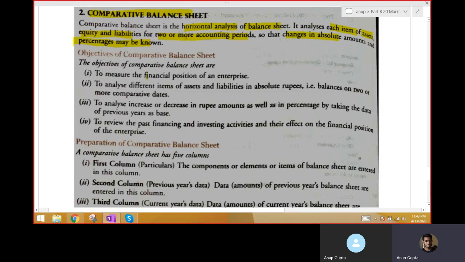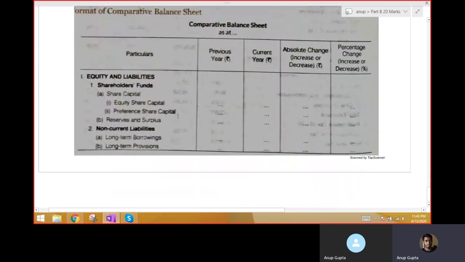The objective is to measure the financial position, to analyze different items of assets and liabilities in absolute rupees, the change and the percentage, and to review the past financing and investing activities and their effect on the financial position of the business. Okay, how do we compute it? The format remains, however, the same. We just have to write comparative balance sheet instead of comparative statement of profit and loss, and then as at whatever date is mentioned.